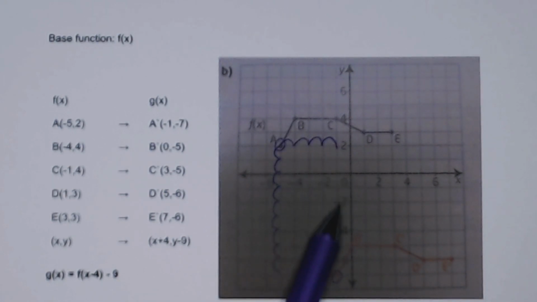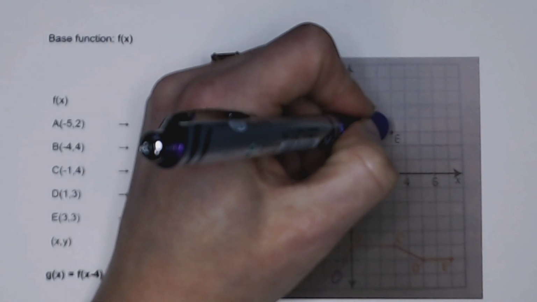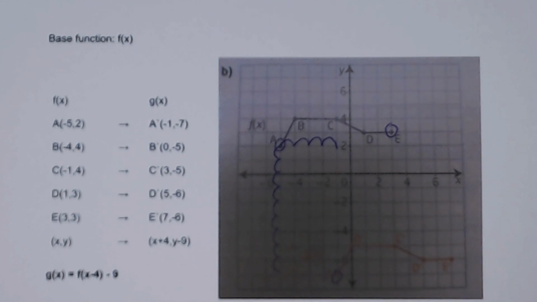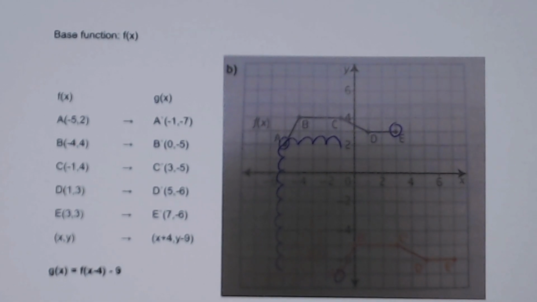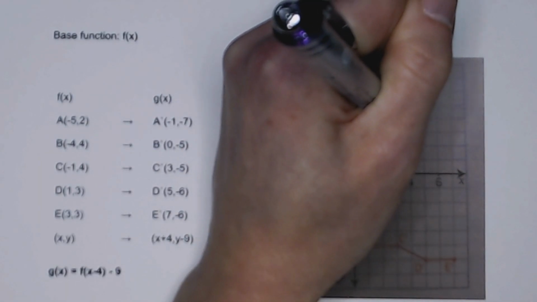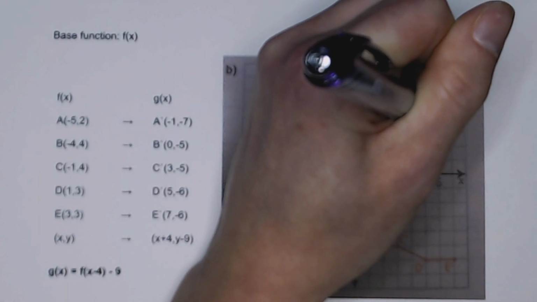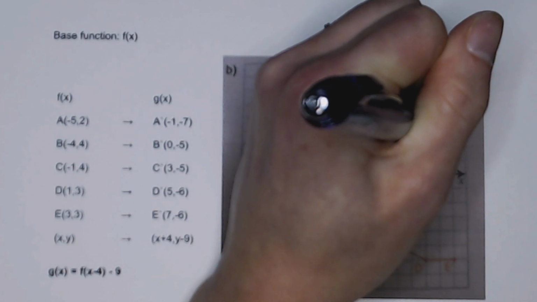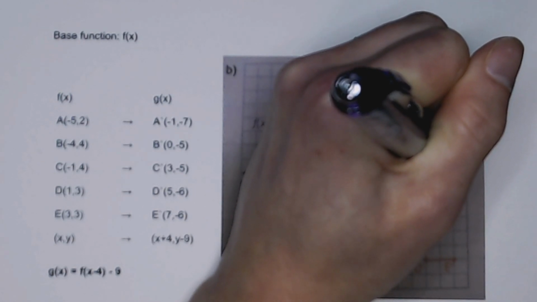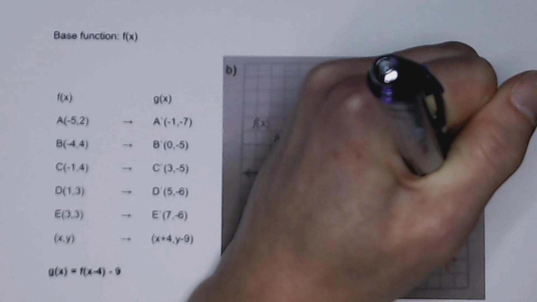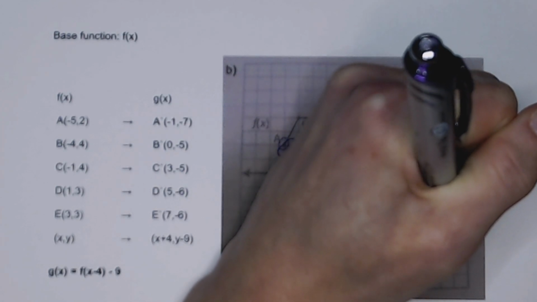This same thing that we've done here will work with any point on this graph. For example, if we looked at point E, which is starting at (3, 3), you can see that it has now moved over 1, 2, 3, 4, and down 1, 2, 3, 4, 5, 6, 7, 8, 9.